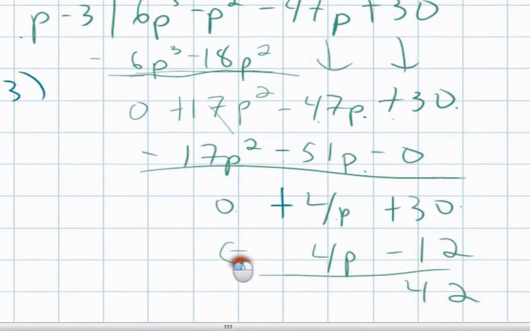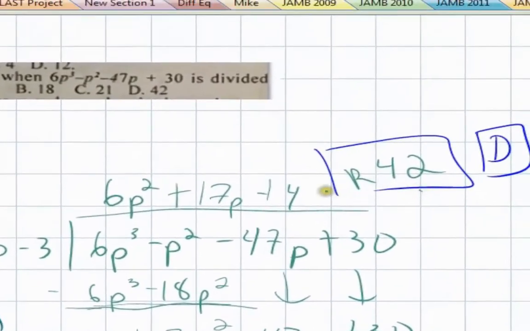And so remember, I'm subtracting a negative here. So you add, so you get 30 plus 12 is 42. Obviously, 4p minus 4p is 0. So I get 42, and that's my remainder. Remember that the question that they were asking is, what is the remainder? So this is my answer, 42.